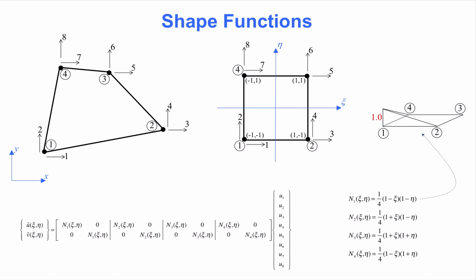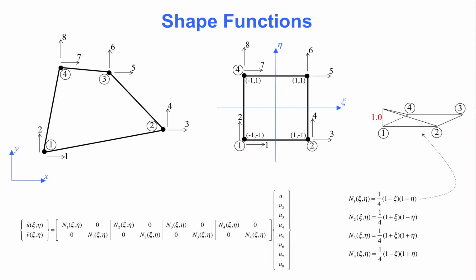It must be equal to unity at the degree of freedom it is associated with. Also, it must be equal to 0 at all other degrees of freedom. Let us exemplify that for degree of freedom number 1. The associated shape function is sketched on the right-hand side. It is indeed equal to 1 at degree of freedom number 1 and equal to 0 at all other nodes.